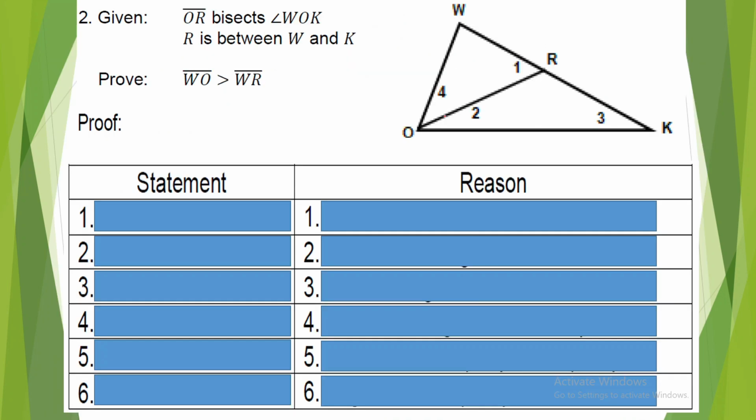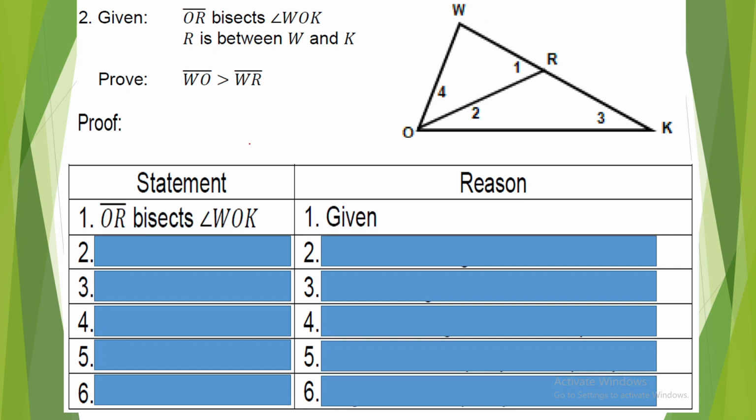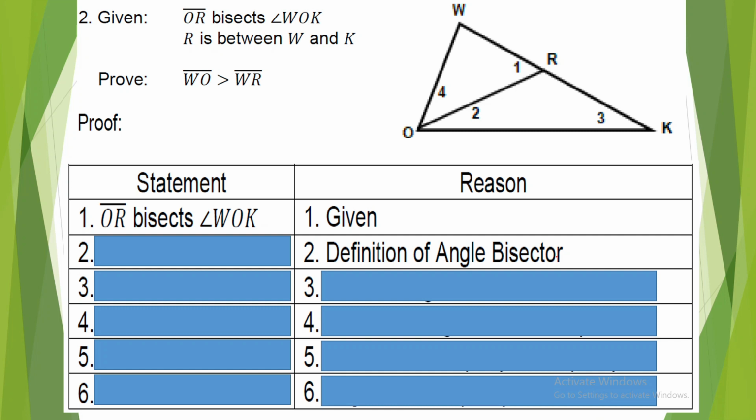Another example, given segment OR bisects angle WOK. R is between W and K. Prove that segment WO is greater than segment WR. So first, we have to consider the given, which is segment OR bisects angle WOK. Then, if you can still remember the definition of angle bisector, if segment OR bisects angle WOK, then it divides the angle into two congruent parts.